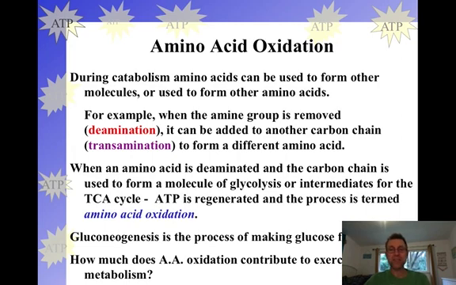How much does amino acid oxidation contribute to exercise metabolism? There's a fair amount of research out there on this, and values range with confidence. Moderate intensity endurance exercise, probably in the neighborhood of 5% of overall energy. As exercise intensity increases and as exercise duration increases, that can be anywhere from 5% up to 10%. So we're looking at a fair amount of energy coming from amino acids.